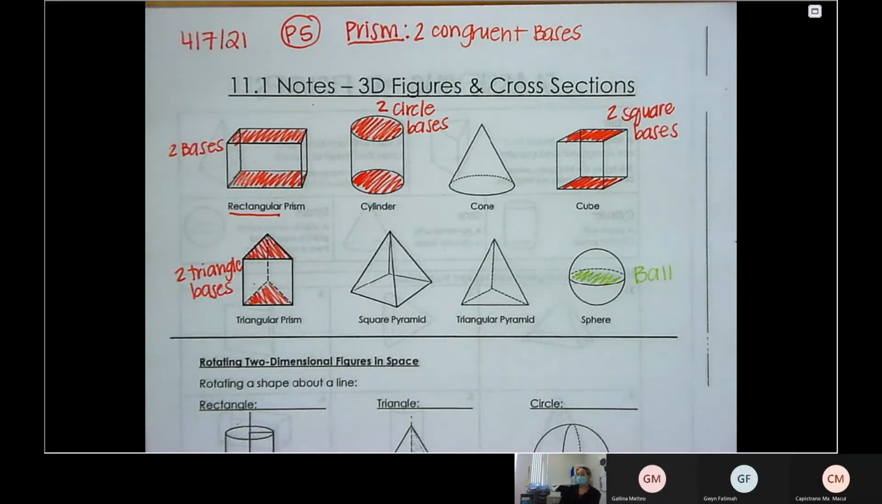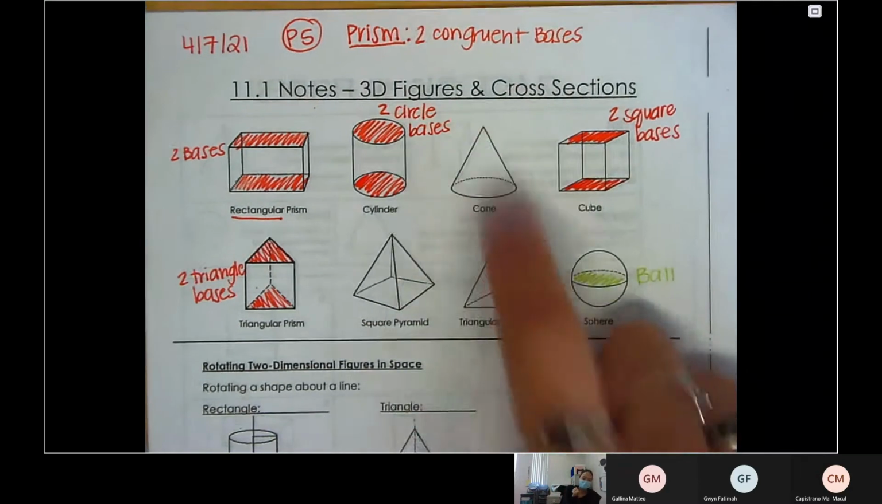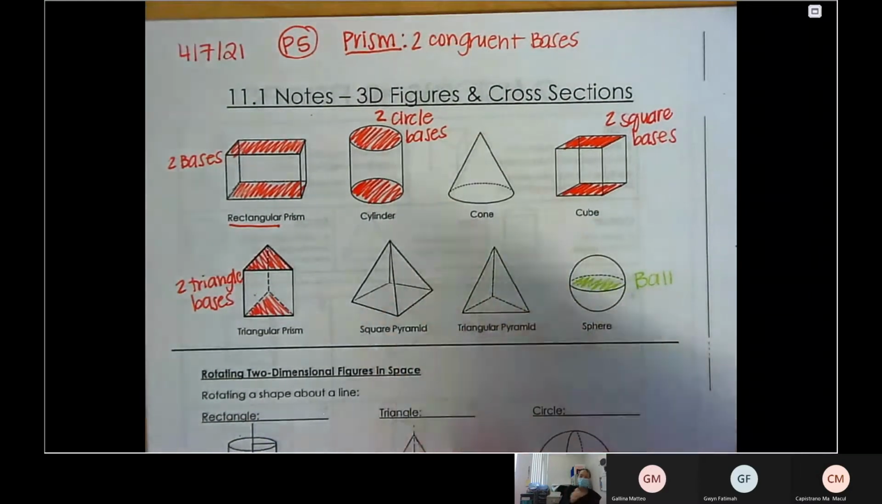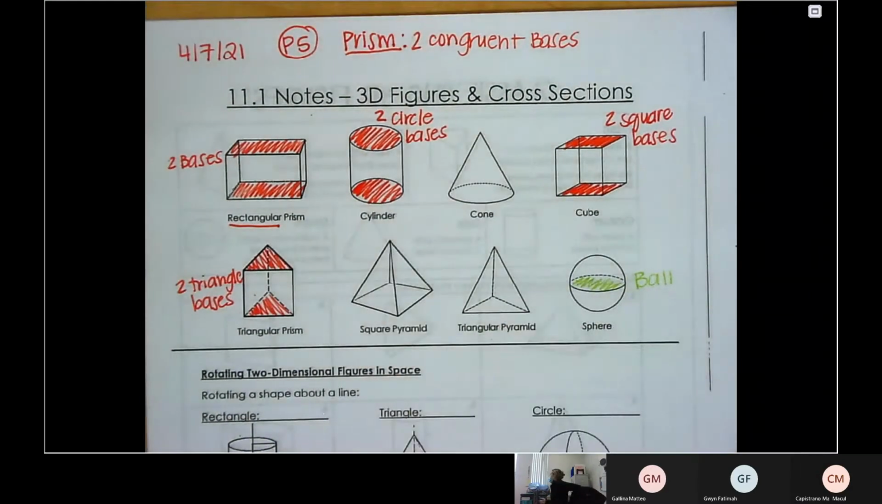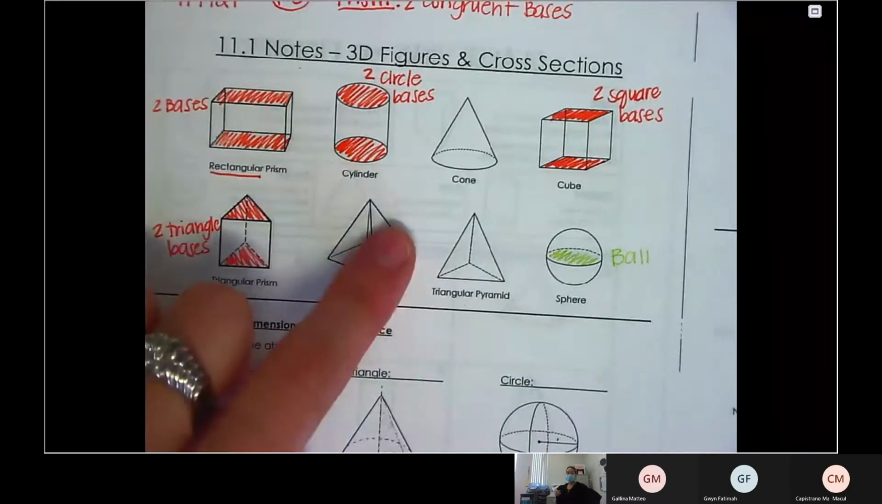The last section, so we talked about prisms and we talked about spheres. The last section is these three right here, and they all have something in common. What do you notice about those three that we haven't looked at yet? They're all triangle-based figures. They all have some kind of triangles to them.